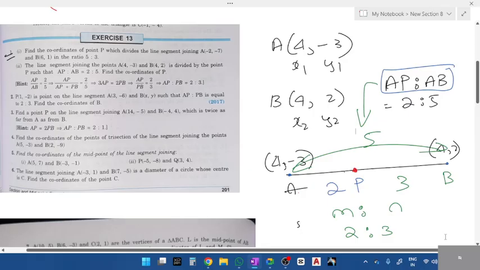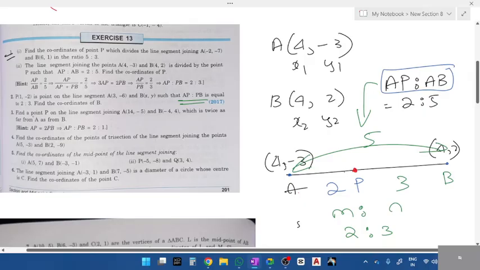Okay. So second question, I'll just tell you all. If you all want, you all can try. P is the line segment such that AP and PB are equal. Such that AP is to PB is equal to 2 is to 3. Can you see the value given here? AP, PB, M is to N, 2 is to 3.